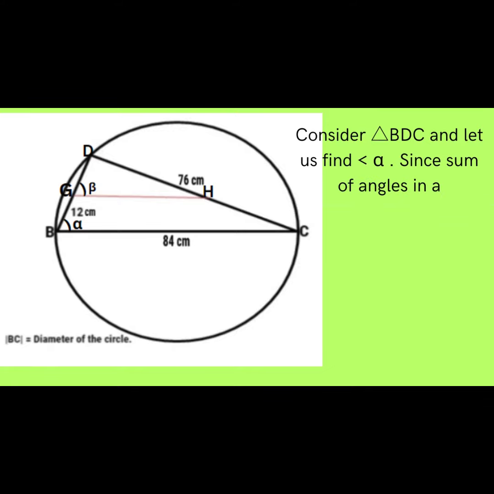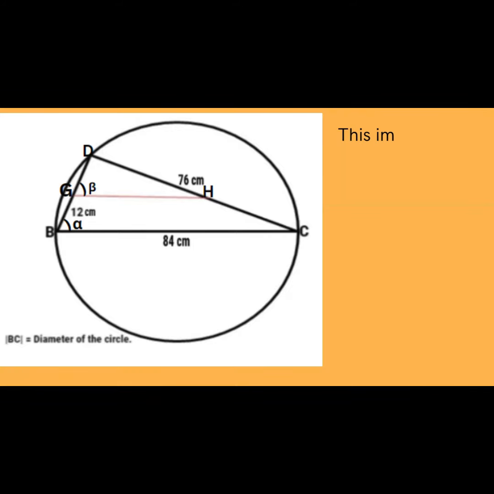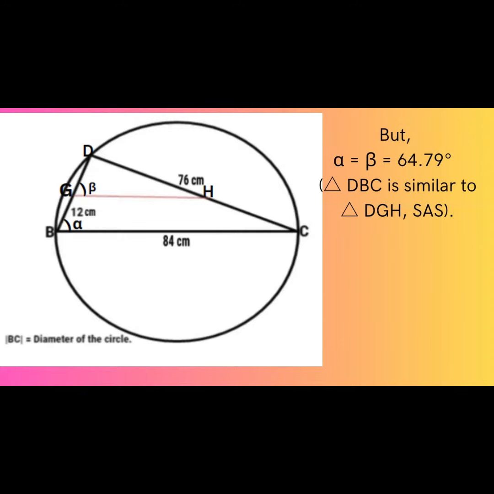Since the angle in a semicircle equals 90 degrees and triangle BDC is a right-angled triangle, DC divided by BC equals sine alpha equals 76 divided by 84. Thus, alpha equals sine inverse of 76 divided by 84, which equals 64.79 degrees to 2 decimal places. Alpha equals beta equals 64.79 degrees.